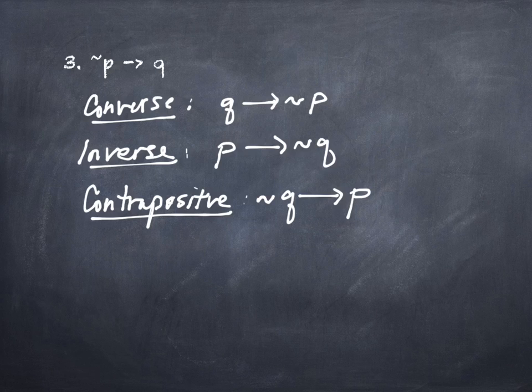tilde Q, arrow P. So I both want to switch it around and I want to negate both pieces. And if you've already done the ones above, you can pick one of those and switch something too, right? So I could just look back up at this line before for inverse and switch the order. And I would have this, right? Or I could look back up here at converse and I could just negate each piece and I could have this. So those are two other ways to think about creating the contrapositive.